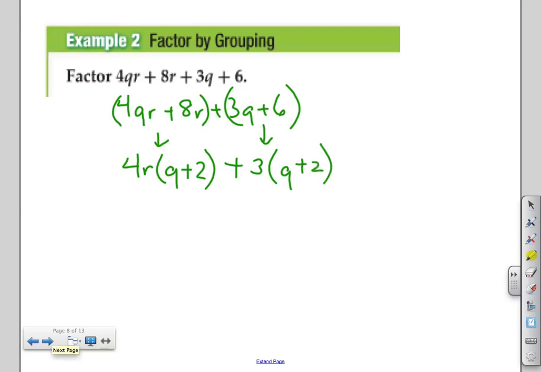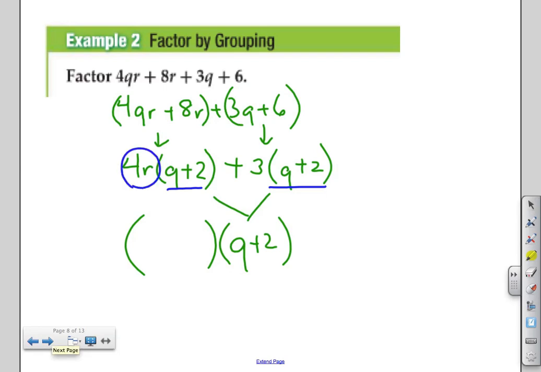And now do you notice that we've broken this down so we have q plus 2 in both of the terms? Okay, so that means we can factor this by saying q plus 2 times, what do we have left? We have left a 4r plus 3. So we'll write 4r plus 3, not 3r, but 3. And there we factored that one.